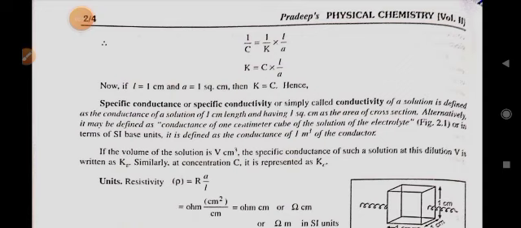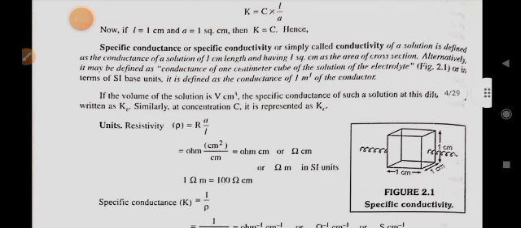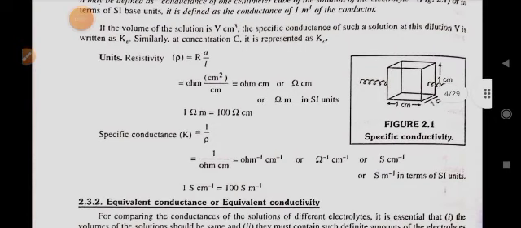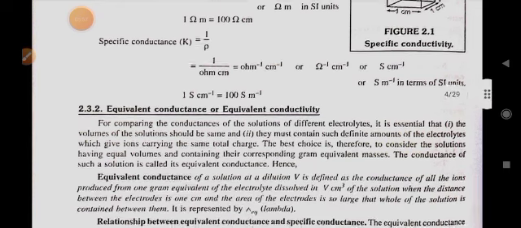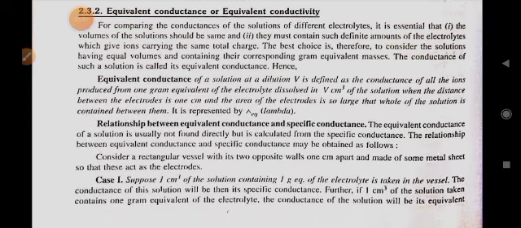Alternatively, it may be defined as the conductance of 1 centimeter cube of the solution of the electrolyte, or in terms of SI base units, it is defined as the conductance of 1 meter cube of the conductor. If the volume of the solution is V centimeter cube, the specific conductance of such a solution at this dilution V is written as kappa V. Similarly, at concentration C, it is represented as kappa C. Units: resistivity, ohm centimeter. Specific conductance, 1 Siemens centimeter inverse.